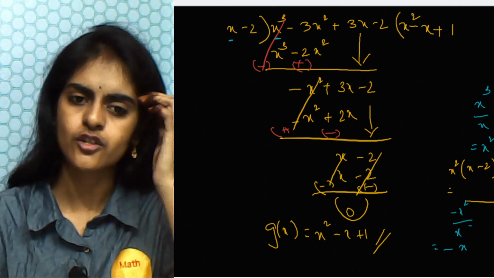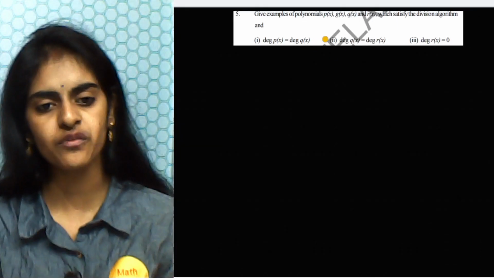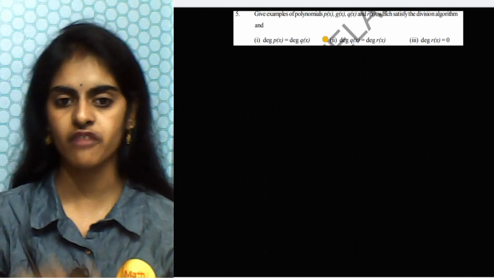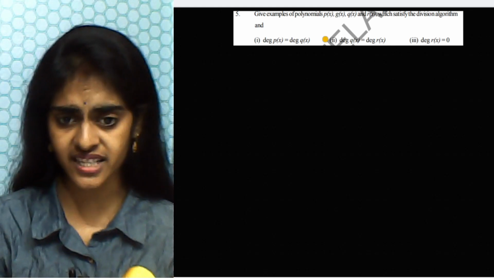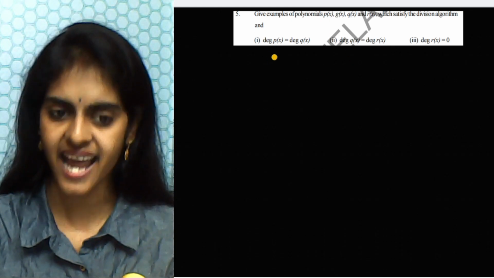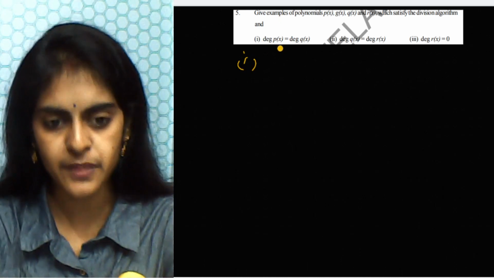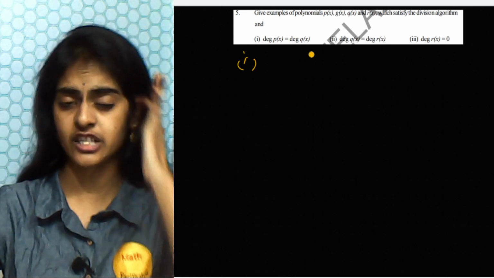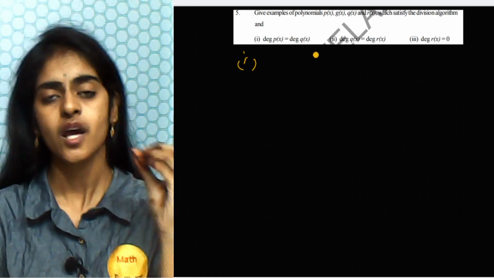Clear? So moving on to the next question. Give examples of polynomials p of x, g of x, q of x and r of x which satisfy the division algorithm and degree of p of x. The first bit you see, degree of p of x is equal to degree of q of x. So you have to give examples for p of x.